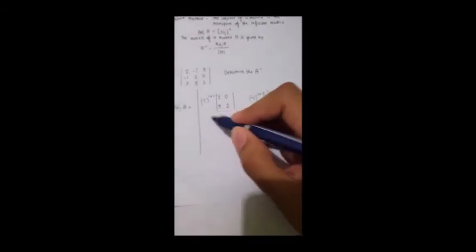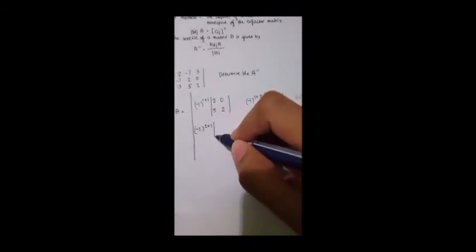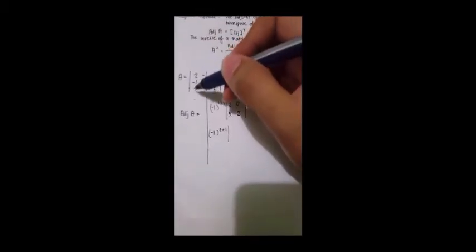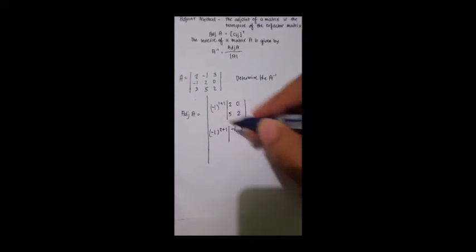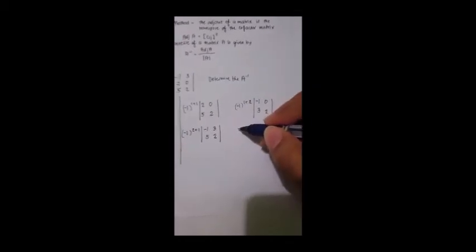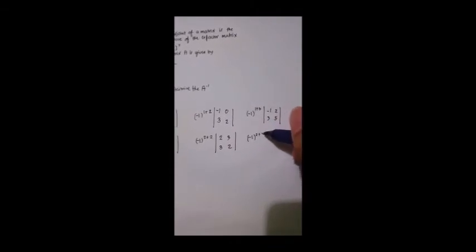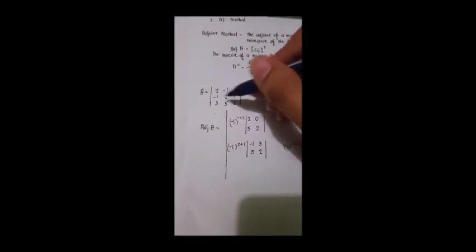Then next, we have -1 raised to 2 plus 1, and our matrix will be, removing that one, -1, 3, 5, 2. Next we have negative 1 raised to 2 plus 2. Removing that one, we have 2, 3, 3, 2. Then we have negative 1 raised to 2 plus 3. Removing that, we have 2, negative 1, 3, and 5, 3 and 5 pala.